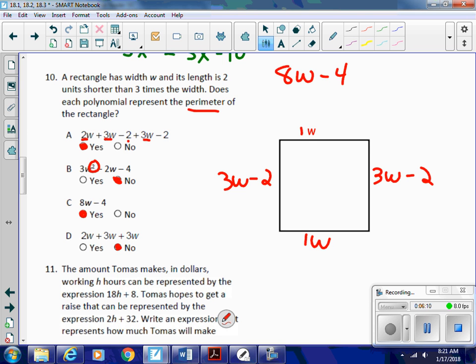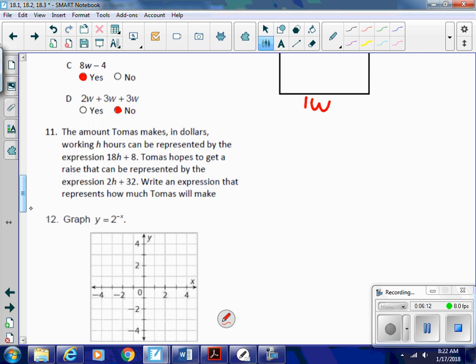All right, number 11. The amount Thomas makes in dollars working 8 hours is this expression right here. And he hopes to get a raise that will increase his pay by that much, right? The expression to represent how much he's going to make. So we're just adding those two. Well, 18H plus 2H is 20H, and 8 plus 32 is 40, and that represents how much he'll make with that raise.